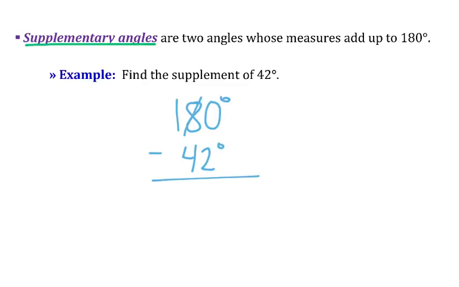Again, we can do a little bit of borrowing if we're working by hand. So 10 minus 8 is 2, 7 minus 4 is 3, carry down our 1. So the supplement of 42 degrees is 138.